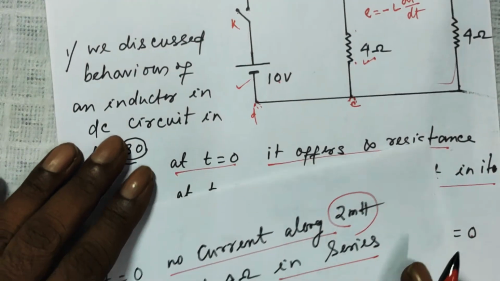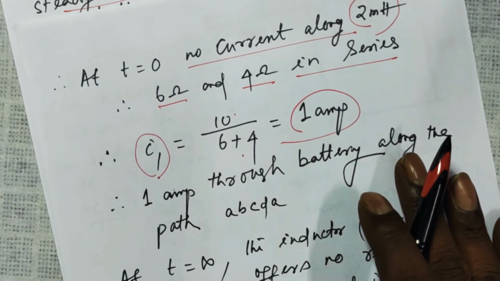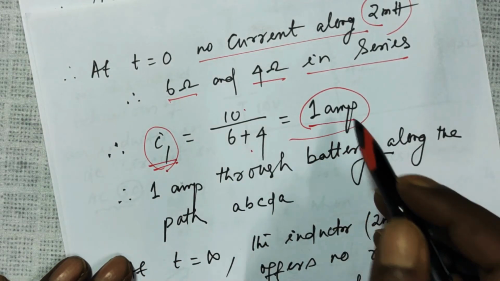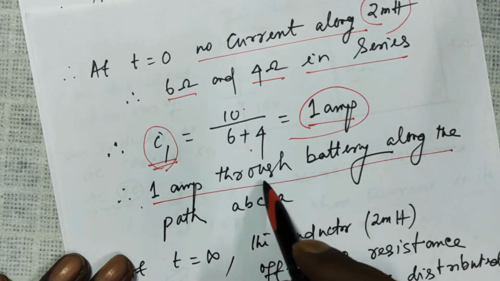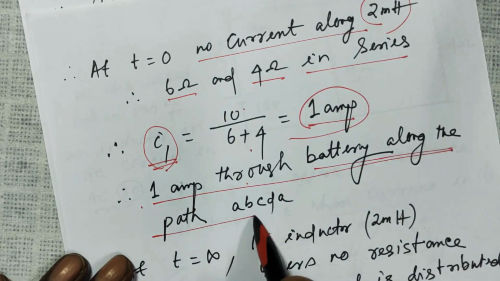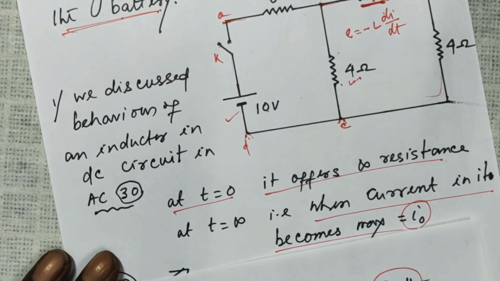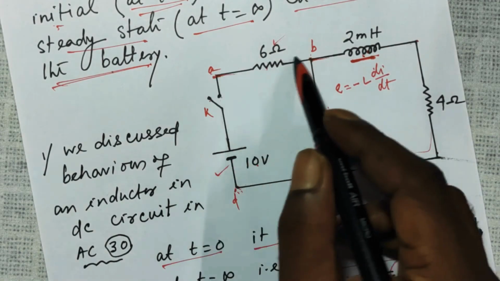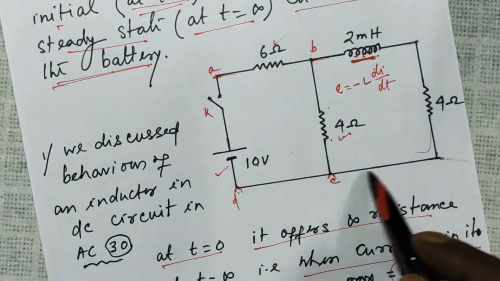Now, one part of the problem is clear: I1 is 1 ampere. That is, therefore, 1 ampere passes through the battery along the path A, B, C, D, A. So at t is equal to 0, 1 ampere current passes through this path A, B, C, D, A, because this is offering infinite resistance, no current.